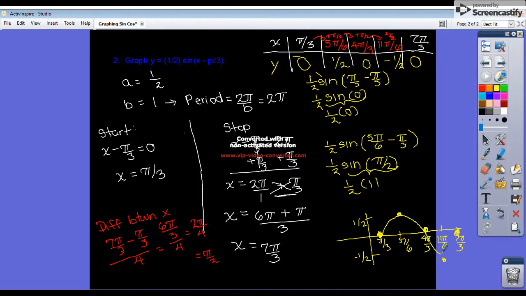This is one period. And from there, it'll just repeat. It'll keep going upwards and downwards, upwards and downwards.